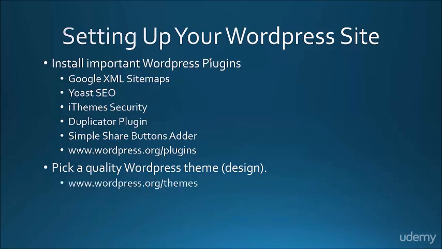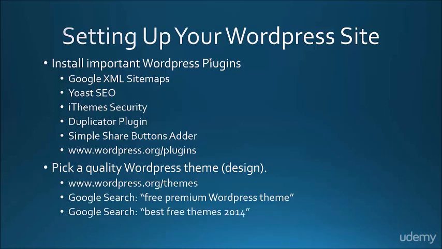The next thing you want to do is pick a quality WordPress theme, or known as the design, what your site looks like, and you can go to wordpress.org/themes, or from the back end of your WordPress site, just go to Appearance and then click on Themes, and you can actually go through that process of finding a good quality theme that way. You could also do a Google search for the phrase free premium WordPress themes, or you could also search for best free themes of 2014 or 2015 or 2016, whichever year you're looking at this video.